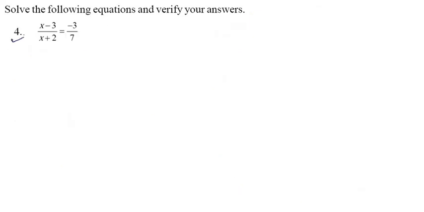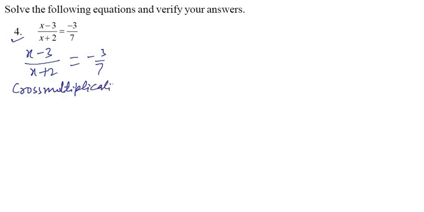Now come to the fourth question. Now it is (x - 3) upon (x + 2) is equal to minus 3 by 7. Now do the cross multiplication. First, you have to write this one, cross multiplication. So it is 7 multiplied to (x - 3), and minus 3 multiplied to (x + 2).